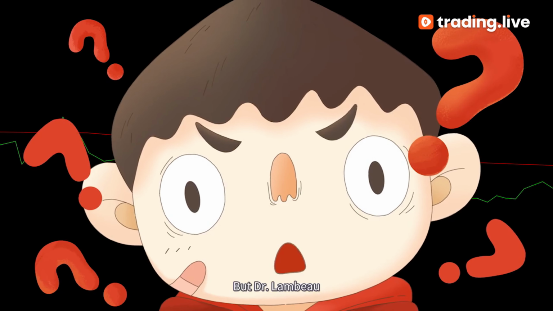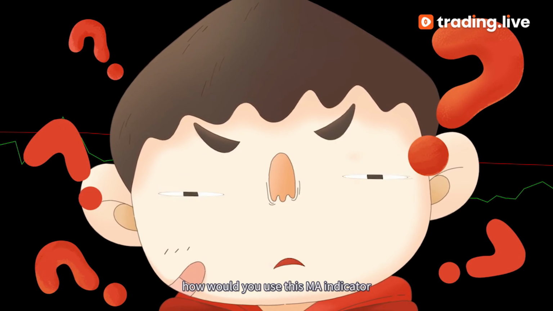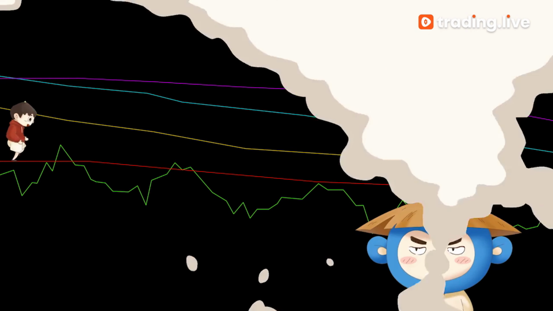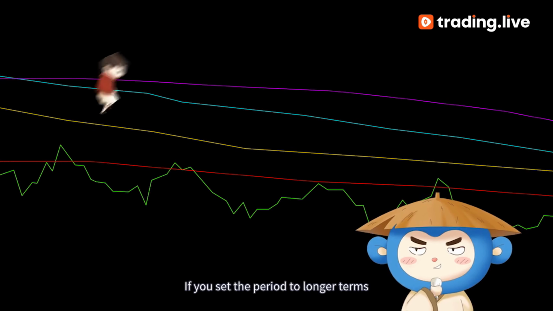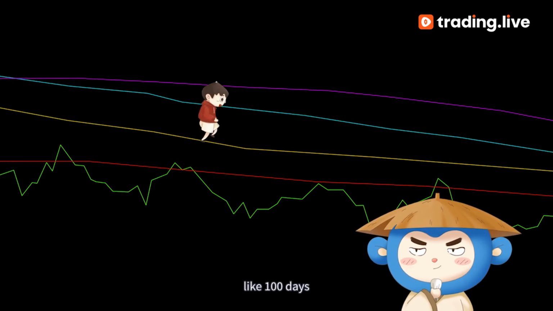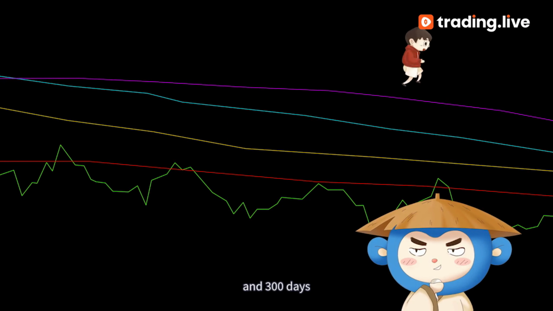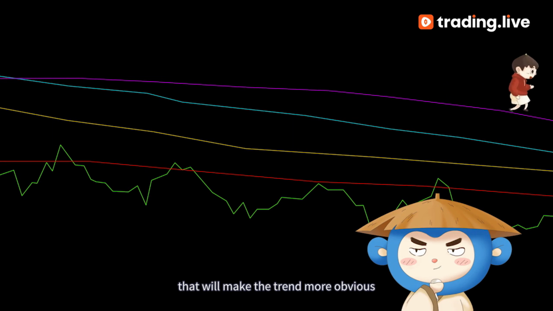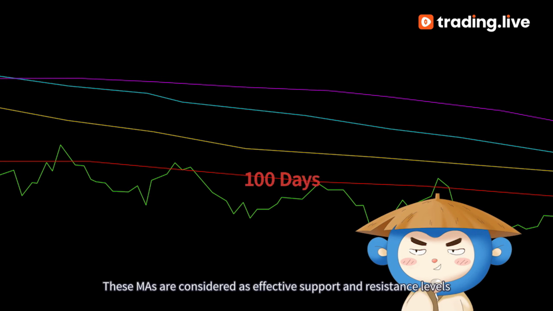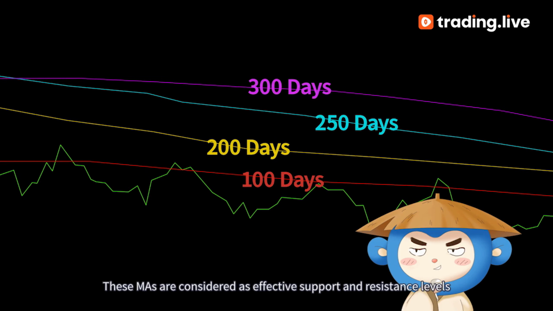I got it, but Dr. Lambu, how would you use this MA indicator? If you set the period to longer terms like 100 days, 200 days, 250 days, and 300 days, that will make the trend more obvious. These MAs are considered as effective support and resistance levels.